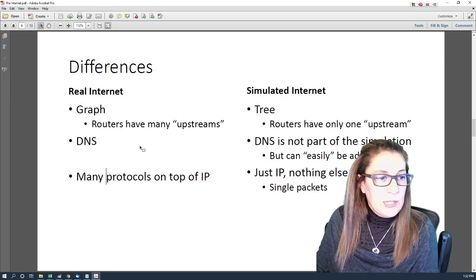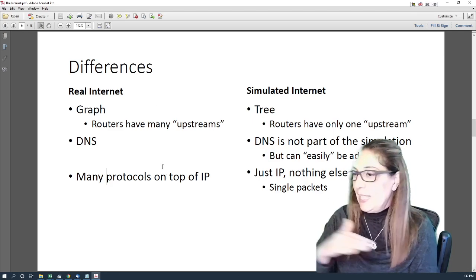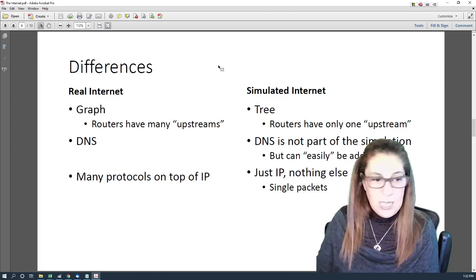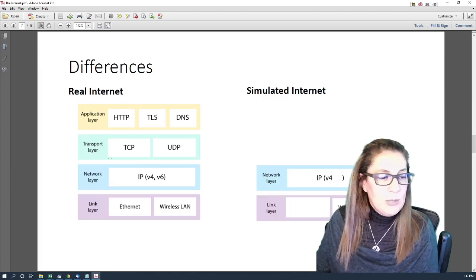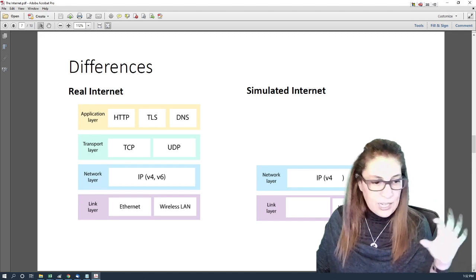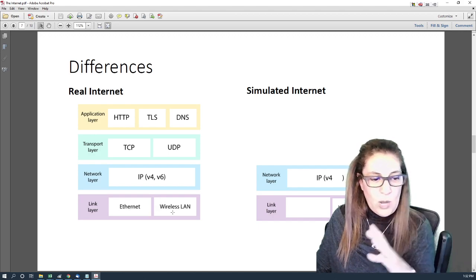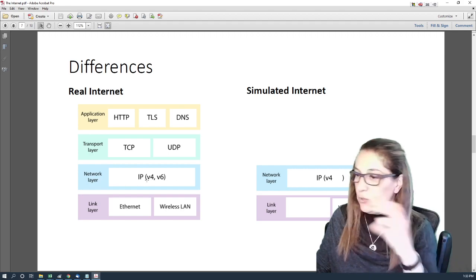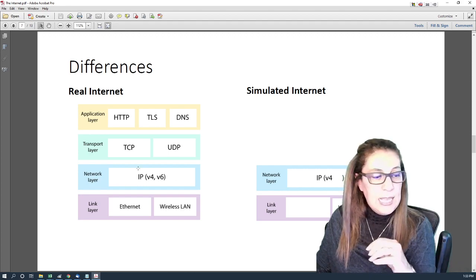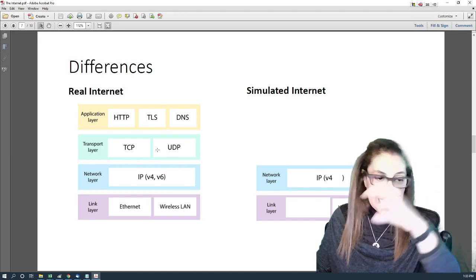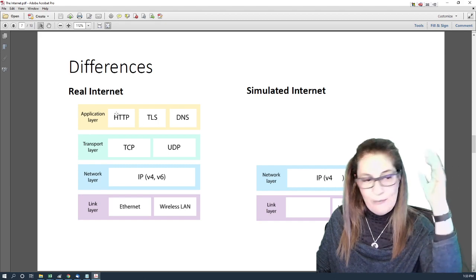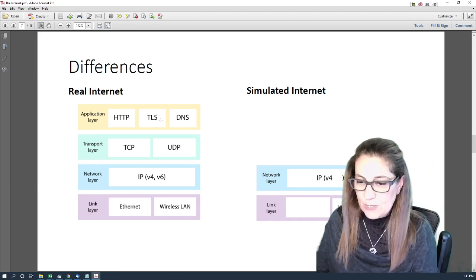And there are many protocols on top, but in our simulated internet, there's only IP, nothing else. So basically, this is the real internet. We have the link layer, the physical layer, there's Ethernet, there's wireless LANs, the network layer, there's IP, IPv4 and v6. And then on top of that, there's these protocols, the TCP protocol, the UDP protocol, and on top of that, application protocols.